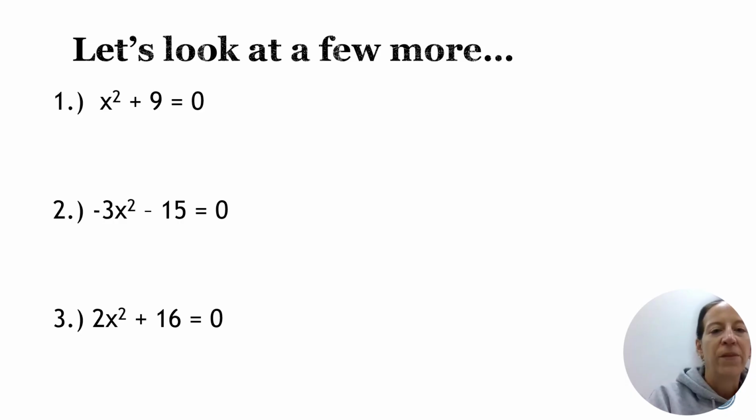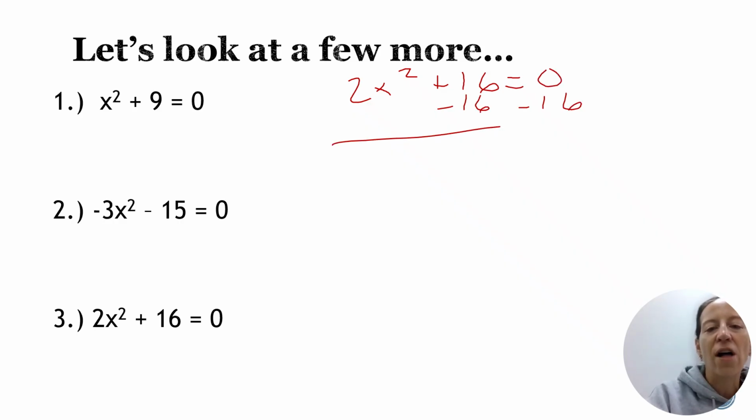All right, last one. So 2x squared plus 16 is equal to 0. All right, subtracting 16 from both sides. So these all have a pattern to them.